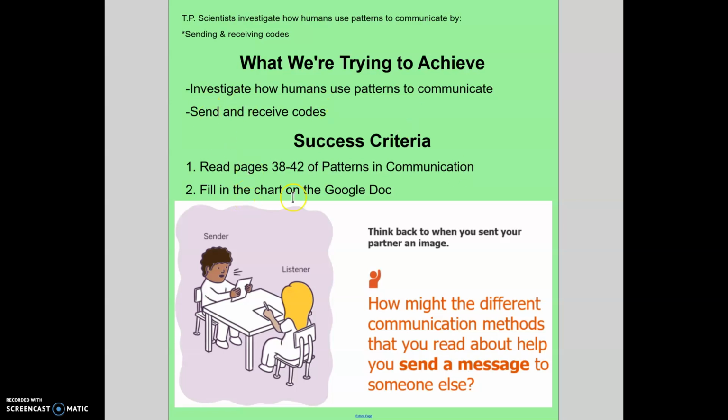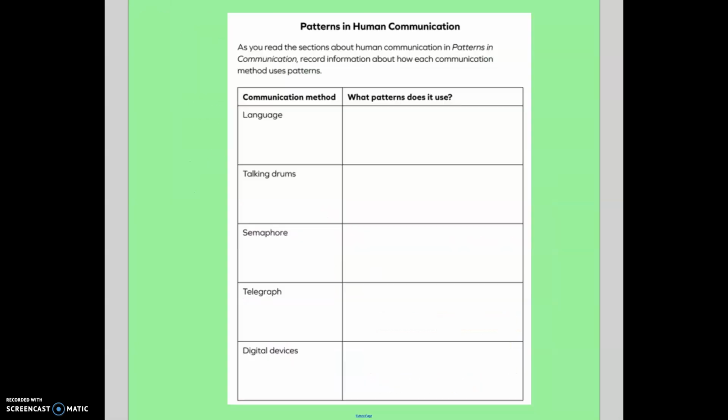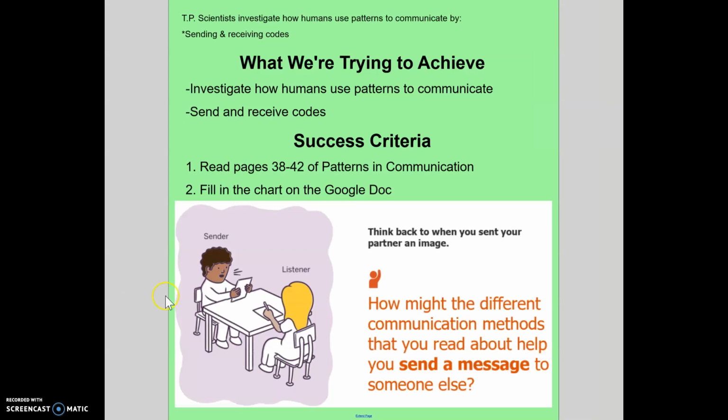Then you're going to fill in the chart on the Google Doc. It looks like this. We have 5 communication methods, and you're going to jot down what patterns each one uses. Now, as you're reading, I want you to think, how might the different communication methods that you're learning about help you send a message to someone else?